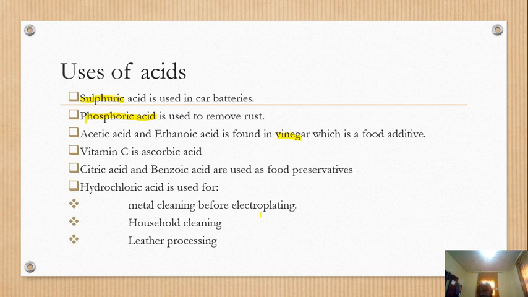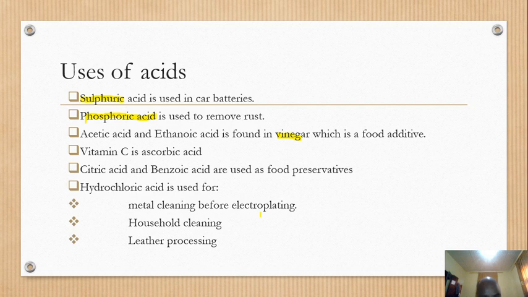Household cleaning, normal house cleaning, contains hydrochloric acid, because we have chlorine bleaches. Chlorine bleaches are derived from hydrochloric acid because hydrochloric acid is made up of chlorine and hydrogen, right?